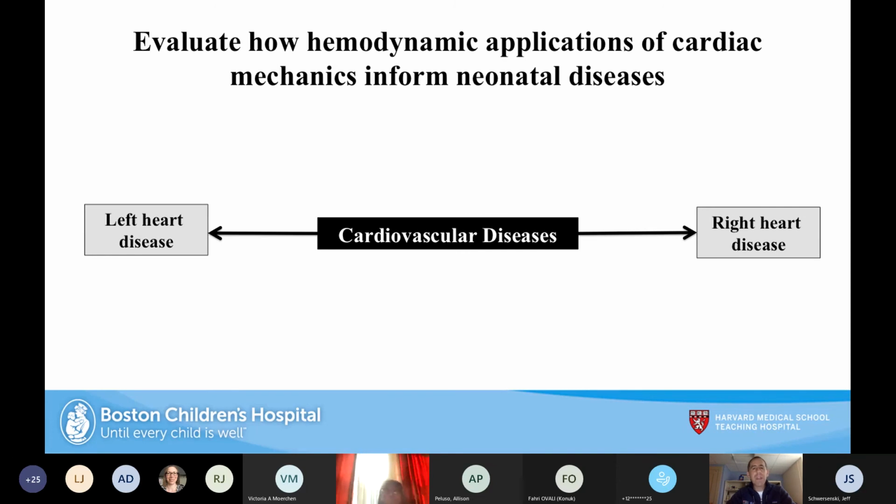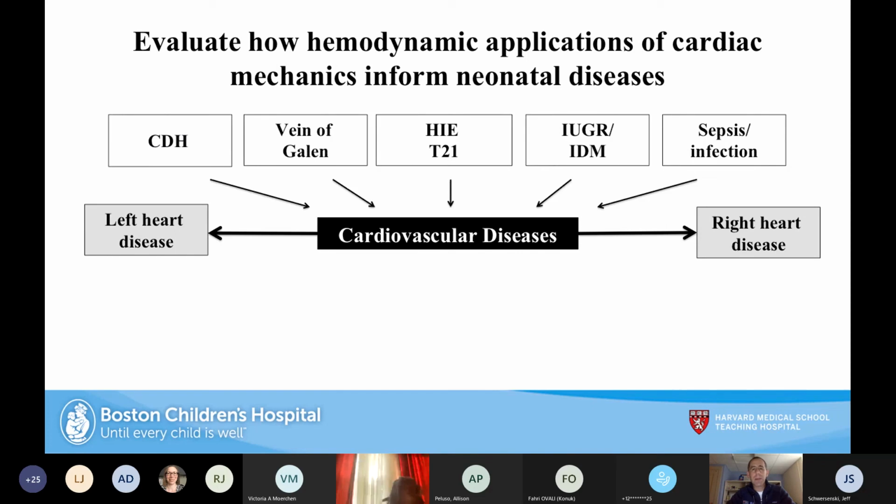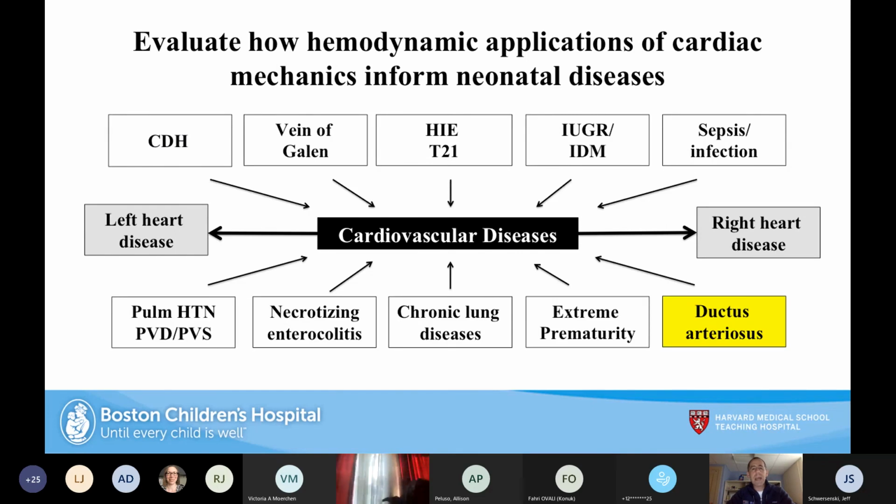When I think of phenotypes, I think of disease types. I think of all of the diseases that could affect both the preterm and term infant, ranging from vein of Galen, HIE, trisomy 21, all the way down to the more common preterm-related extreme prematurity, chronic lung disease, pulmonary hypertension, and the ductus. So let me walk you through what I mean by the ductus.